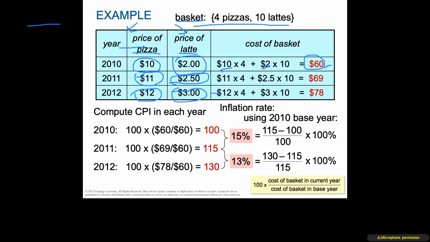In 2011, we go out and we say, okay, how much does each pizza cost us? Well, it costs us $11. We know the market basket is 4 of them. So we now calculate that. How much did those 10 lattes cost each? They cost $2.50. So now we get what? $69. We do the same thing for 2012. Now we have the cost of the basket in each year.